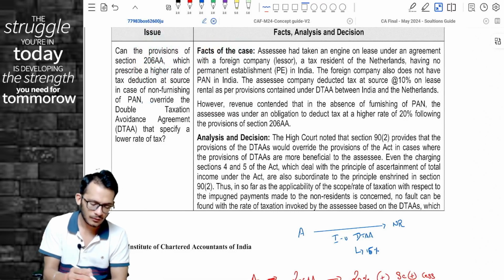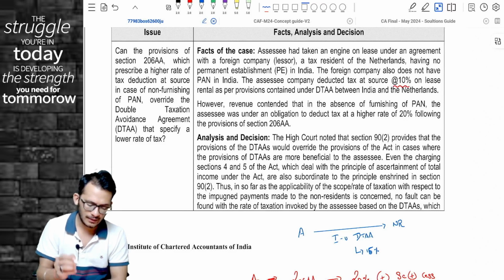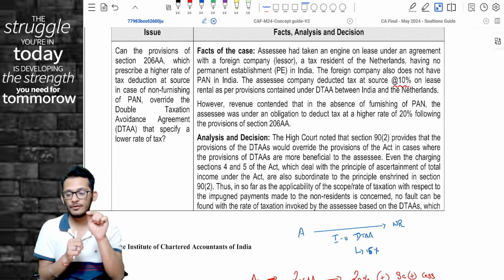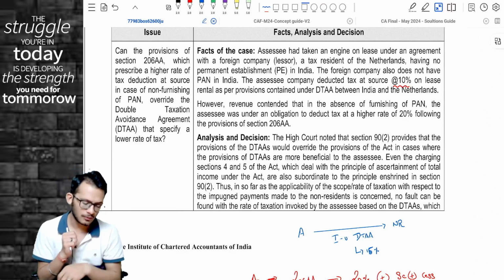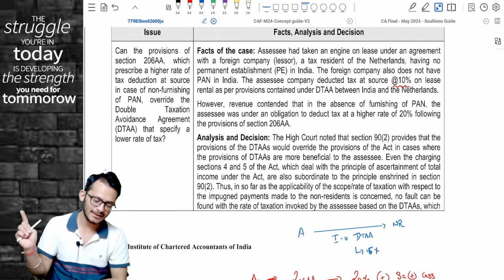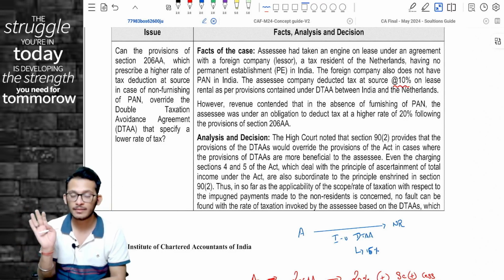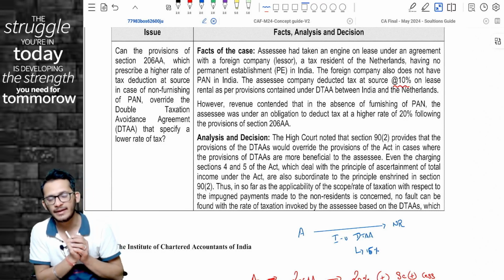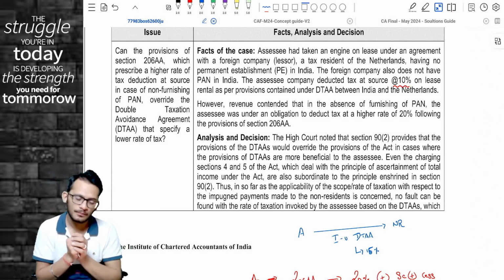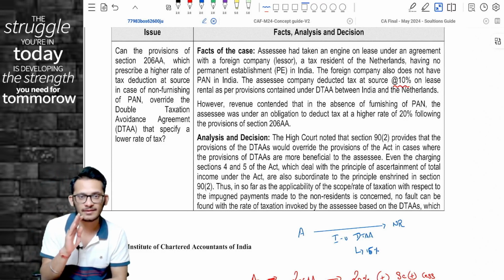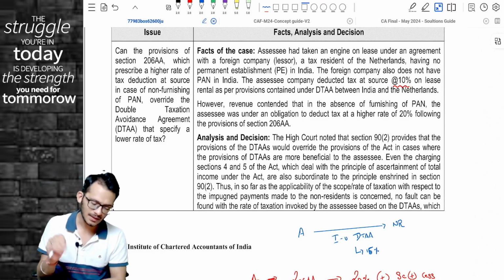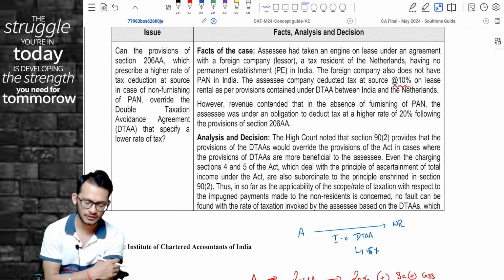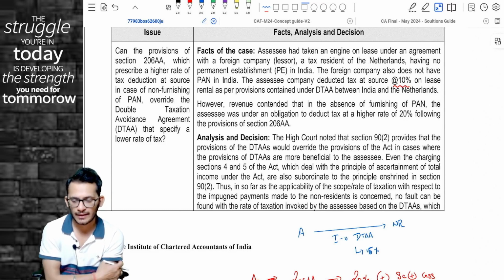Now, for those who are reading for May 2024, you will know that in the current year, royalty, FTS and all has become 20%. Don't confuse yourself with that. This is a normal provision. This is TDS happening on lease rentals, so nothing to do with any FTS or royalty. This is a normal income, maybe other income, for which there is a rate of 10% given in the India-Netherlands DTAA. That is what they're talking about. So don't confuse yourself with the 10%, the basis and everything. Don't remember all those things. See, it says the assessee company deducted taxes at source at the rate of 10% on lease rentals as per the provisions contained under the DTAA between India and Netherlands.